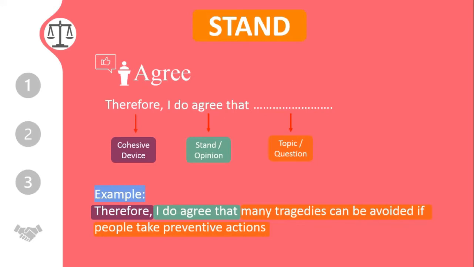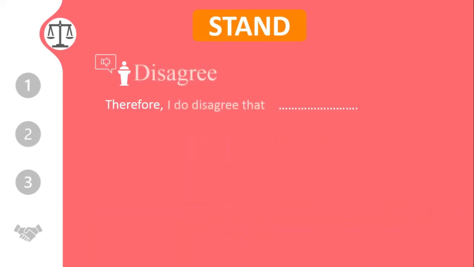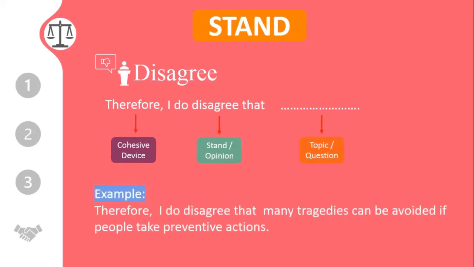Gentle reminder, this is just the basic way on how to write a stand in an introductory paragraph. You are free to write a stand however you want it based on your proficiency level, as long as the reader is able to identify your stand clearly. Next, if you disagree with the statement, again you may begin with an appropriate cohesive device, your clear stand, followed by the topic of discussion. For example, therefore, I do disagree that many tragedies can be avoided if people take preventive actions.